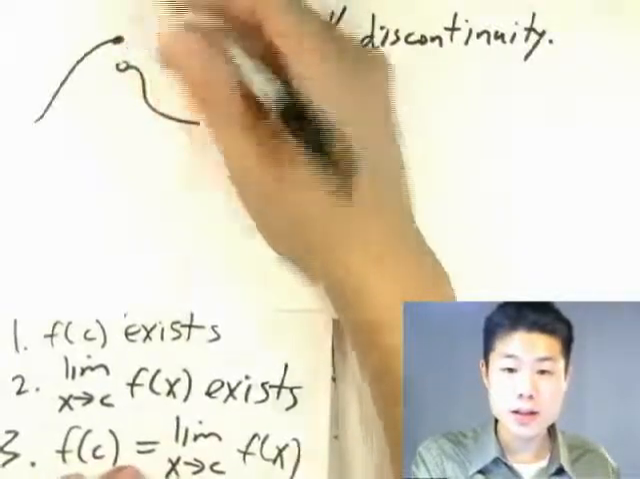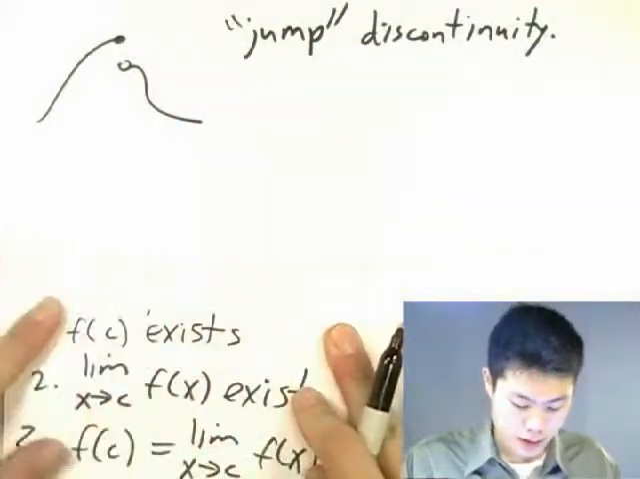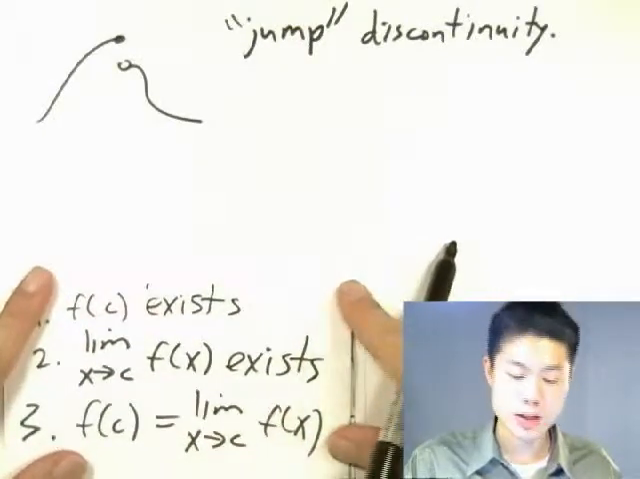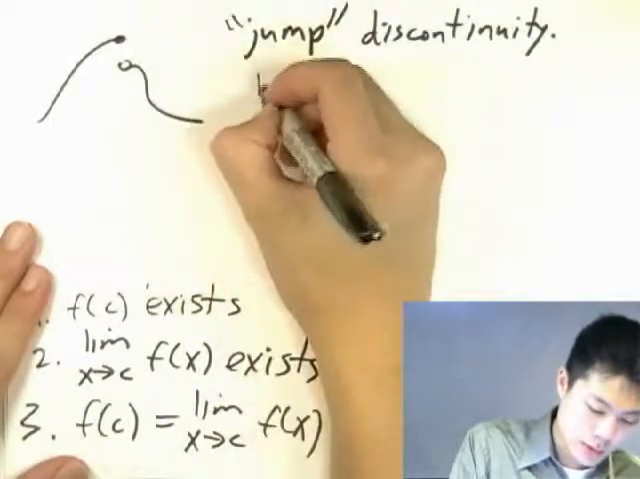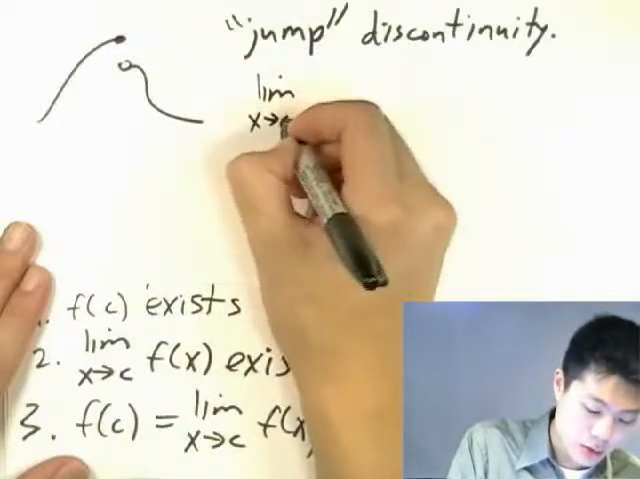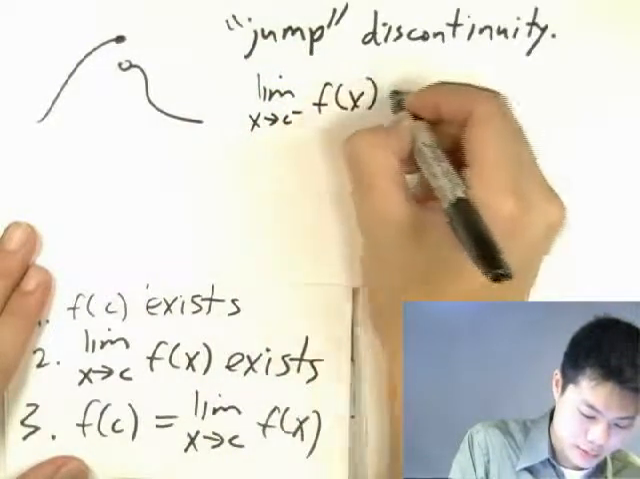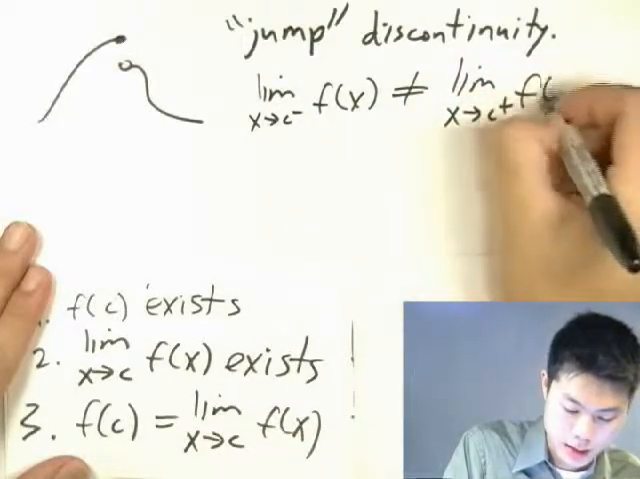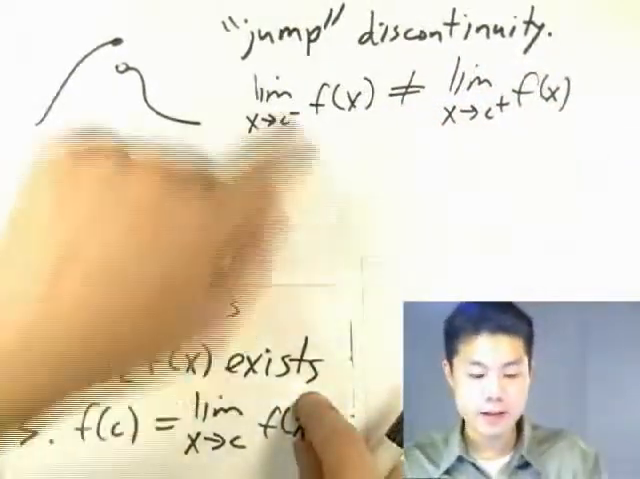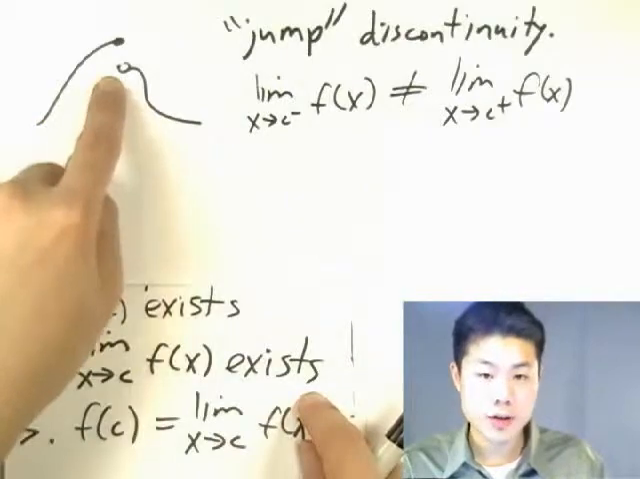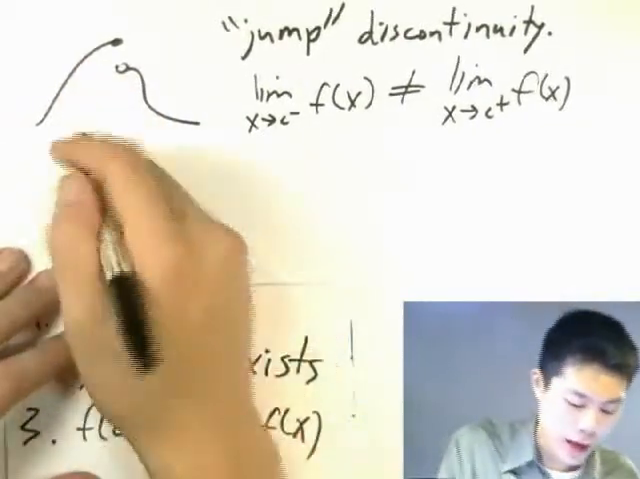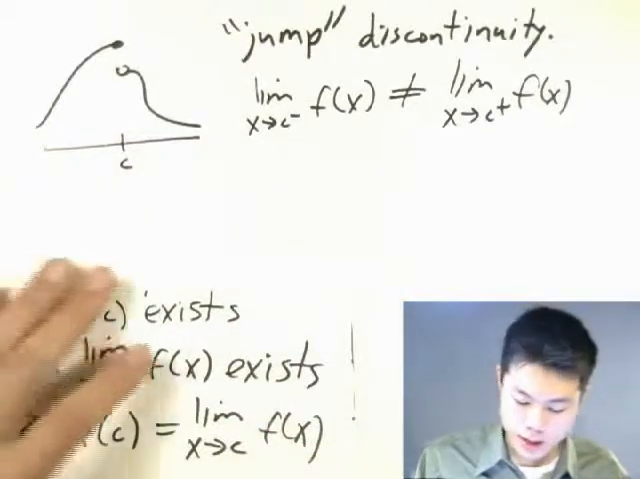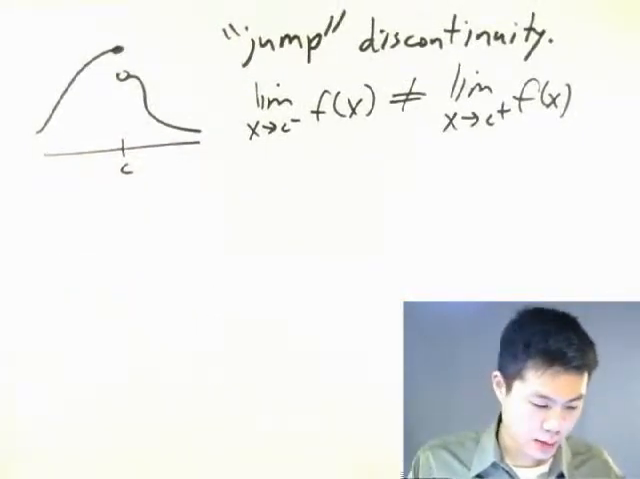So the second question is, does the limit exist? And the answer to that is no. Because for a limit to exist, the left-hand limit must equal the right-hand limit. And in this case, that condition is not satisfied. So that's why the function is discontinuous at x equals c.